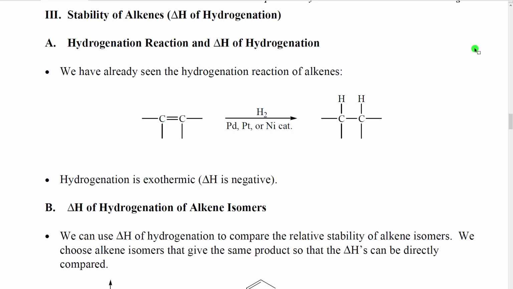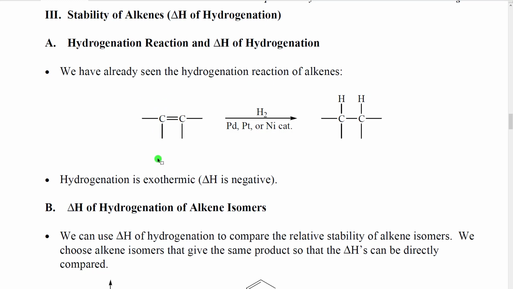We're now going to look at the relative stability or potential energy of alkenes. To do this, we're going to use a number called the delta H of hydrogenation. We've already looked at the hydrogenation reaction in the previous section here.